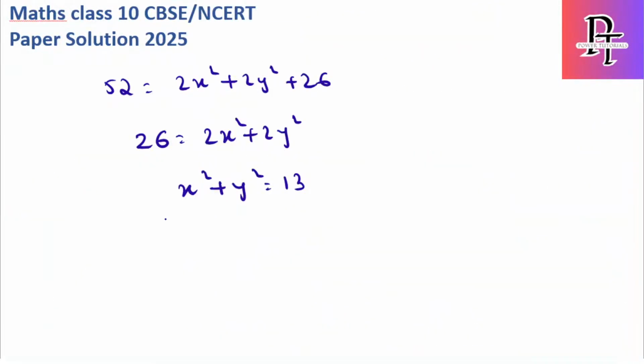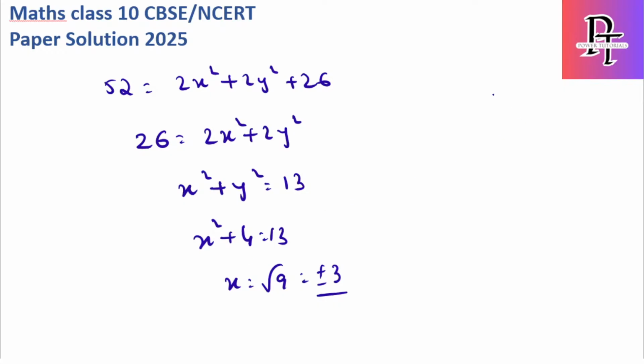So simply substitute y as 2, and you will get x square plus 4 is equal to 13. So we will get the x value as root of 9, which is equal to plus or minus 3. So the values of x are plus or minus 3 if the y value is 2.